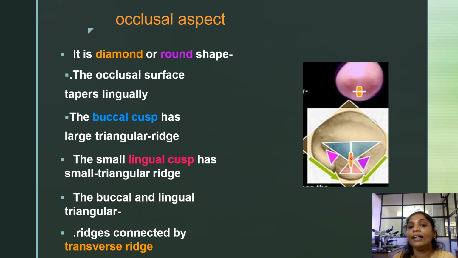The triangular ridge is the ridge extending from the cusp tip to the central groove, and this is large compared to the triangular ridge on the lingual cusp. And the buccal and lingual triangular ridges are connected by a transverse ridge, just as in the case of maxillary premolars.